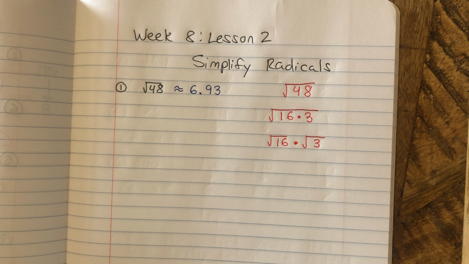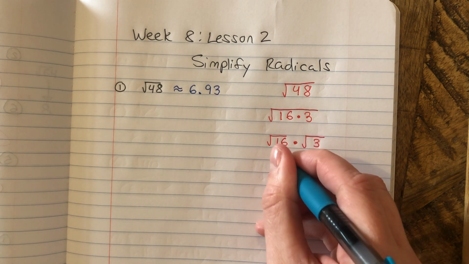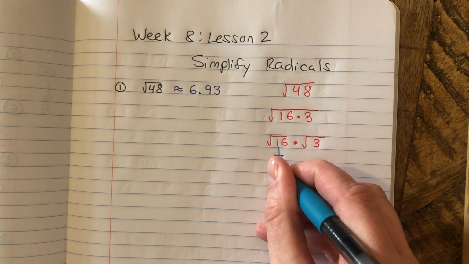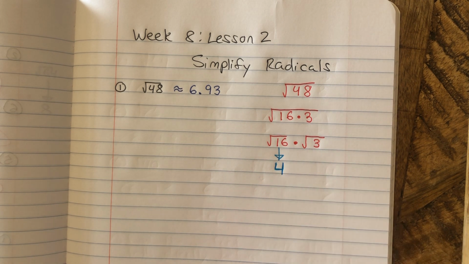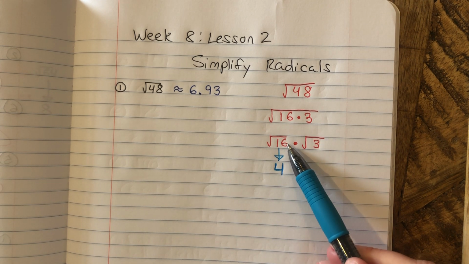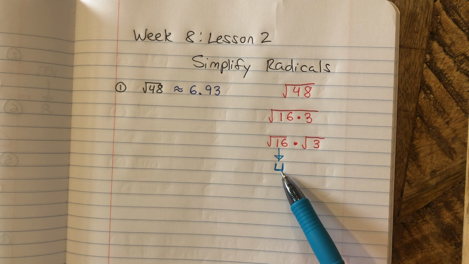So I now know that the square root of 16 is 4. It comes outside of the radical because it's a whole number. This is a mathematical fact. The square root of 16 is 4.